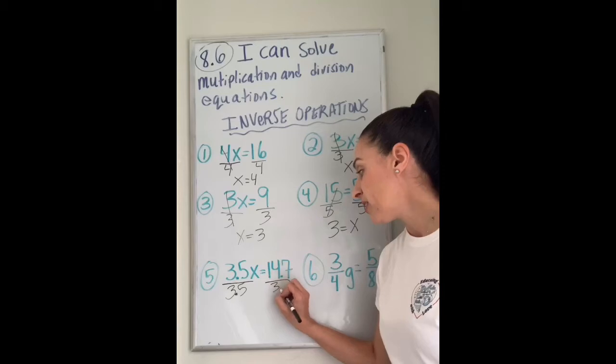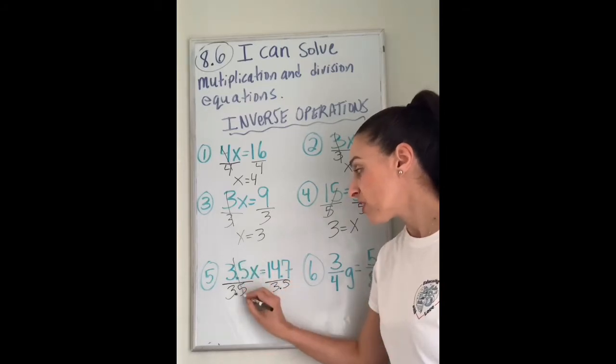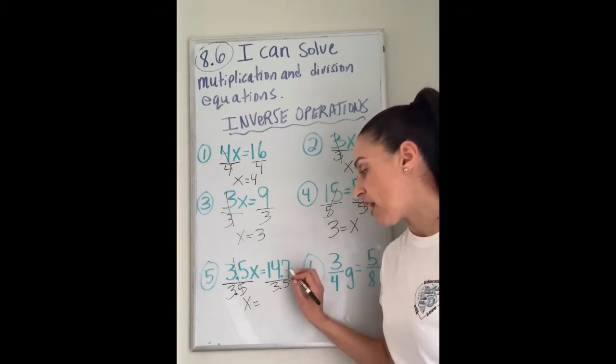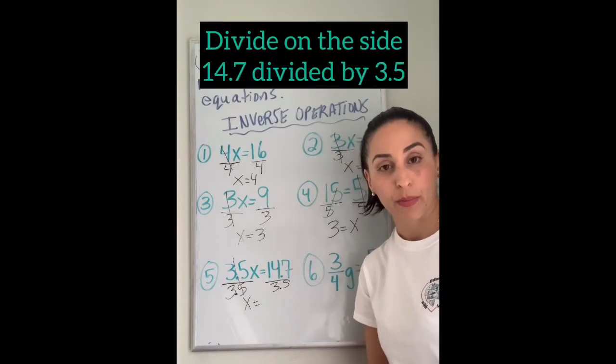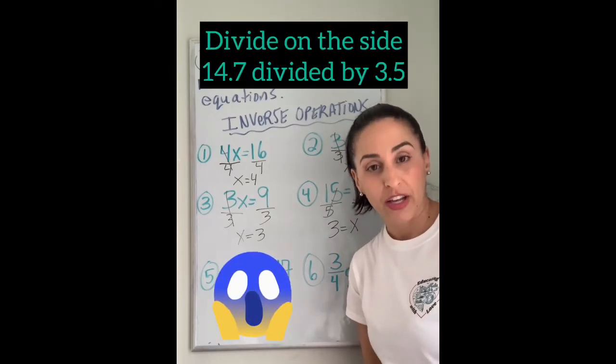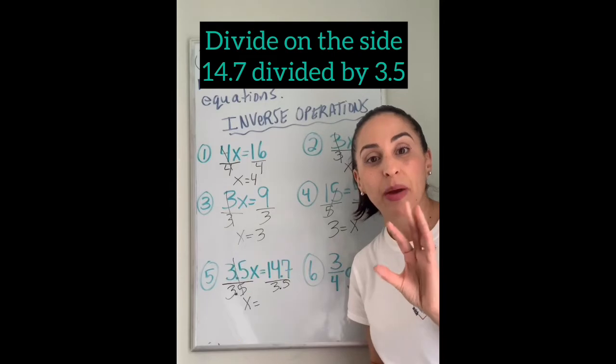Divide 3.5 on this side. This cancels out. I'm left with x equals... Now, I don't know 14.7 divided by 3.5. Do not use your calculators. I want you to do this by hand.